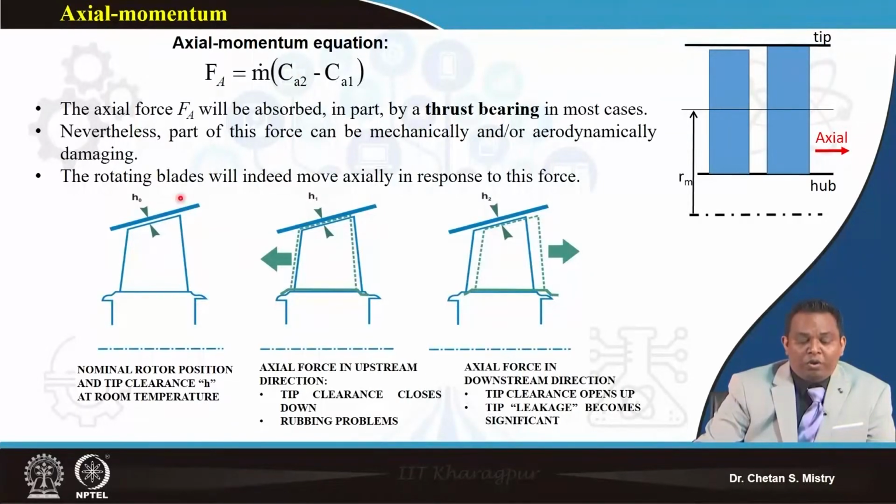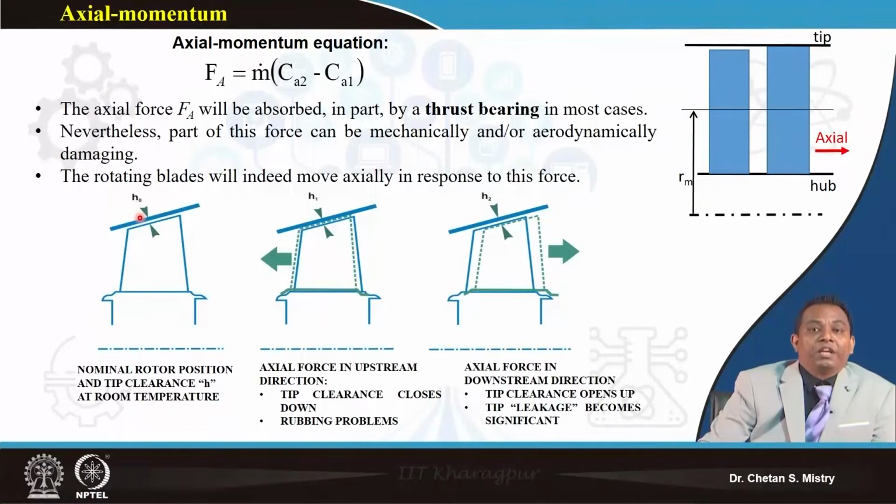We need to provide a certain amount of clearance between the casing and the rotor to allow free rotation of the rotor. This is a mechanism where a loss happens, called tip leakage loss. If I keep the gap between the rotor and casing small, it gives better pressure rise and better efficiency because I am able to reduce my losses.